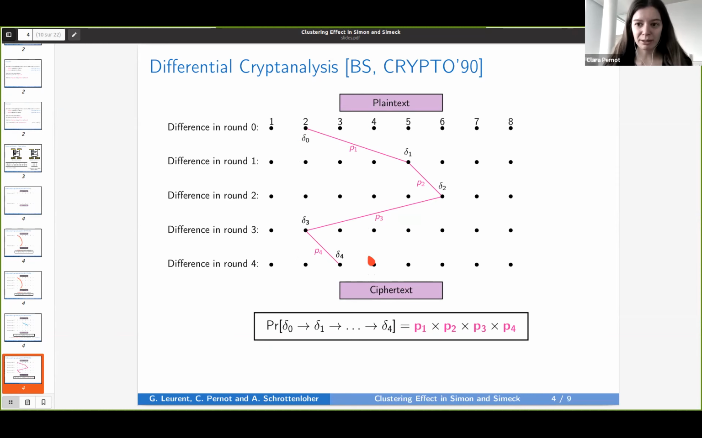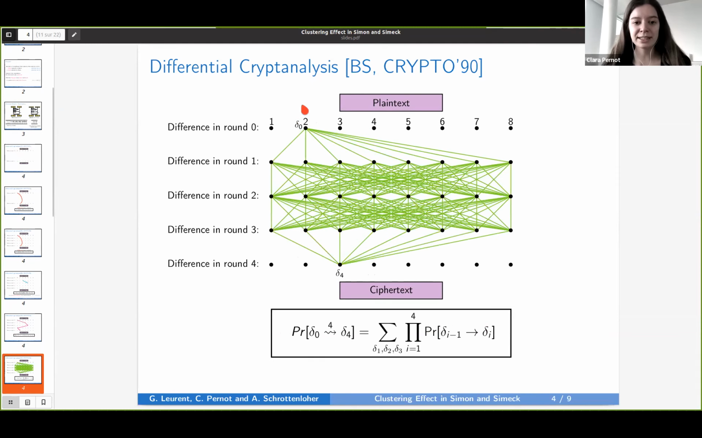This is for one trail, but if we want to compute the probability that an input difference delta 0 outputs a difference delta 4, we need to take into account all the trails. As we can see here, there are many trails, so it is infeasible in practice to sum all those trails. For some ciphers, there are one or several dominant trails, so we can approximate this probability by considering only the dominant trails. But for Simon and Simeck, this does not give an accurate approximation.